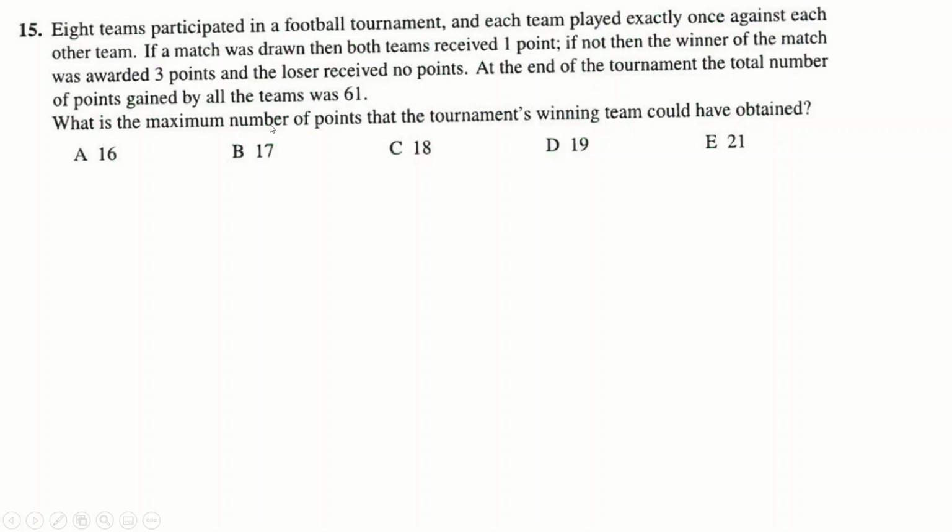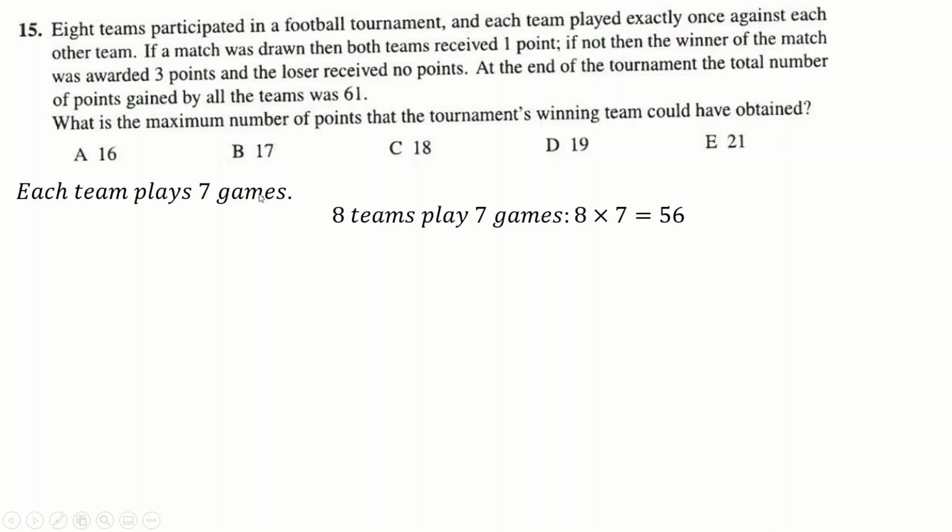Okay, we're looking for the maximum number of points that the tournament's winning team could attain. Now, there's a lot to think through here. If we want the maximum points that the winning team has obtained, I've said this, each team plays 7 games. What I'll first say is that means that 8 teams play 7 games, but if you say the answer is 56, it's not 56, that's not the total number of games, because Team A plays Team B, but then you're again going to count Team B playing Team A, so we actually need to halve this down to find the total number of games.